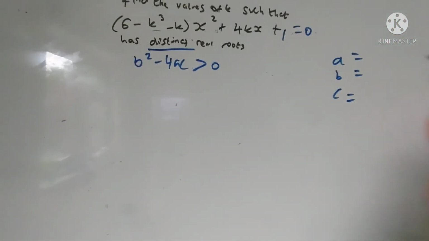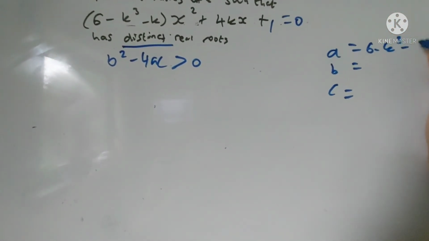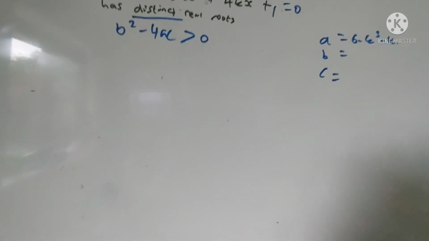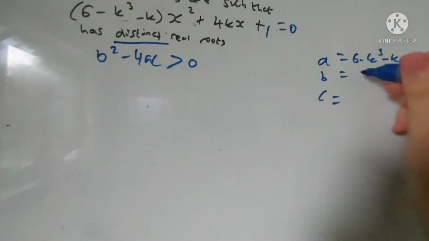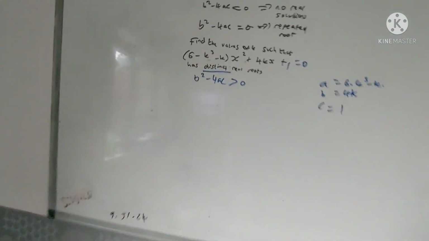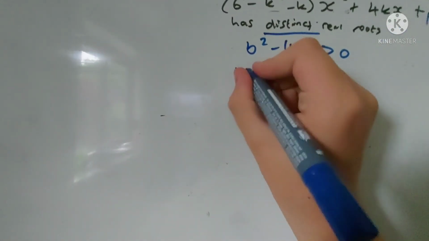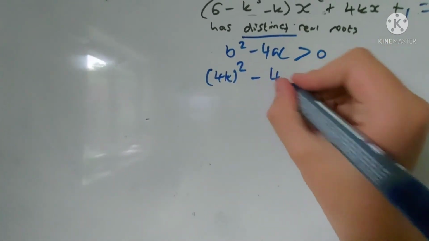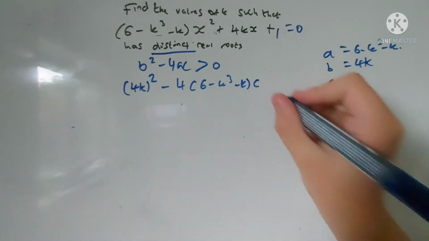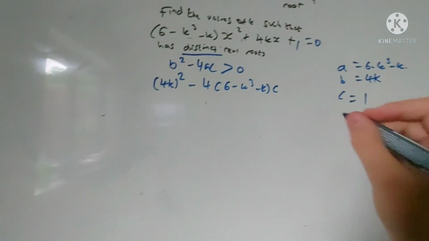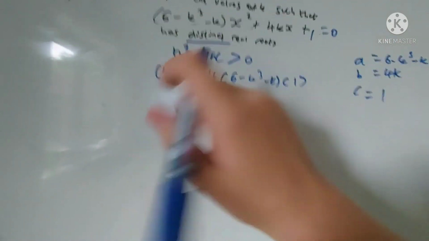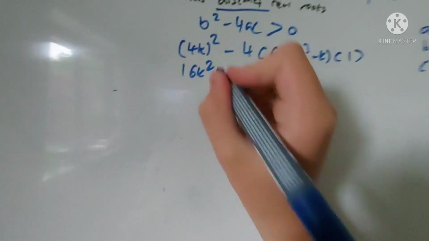So to find a, this would be 6 minus k cubed minus k, using ax squared plus bx plus c equals 0 for a standard quadratic. The b will be the 4k, and the c is just the 1. So subbing back in, I have 4k all squared minus 4 lots of 6 minus k cubed minus k, times the c, which is 1.